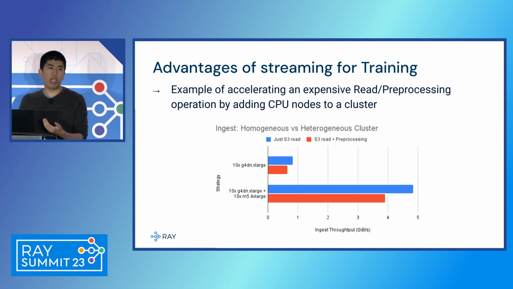ingest about 1 gigabyte per second because of the limited network and CPU resources on those GPU nodes. And these are very expensive GPU nodes. But by adding just a few relatively cheap CPU nodes, I was able to greatly increase my ingest throughput and hence my GPU utilization, making this much more cost effective.